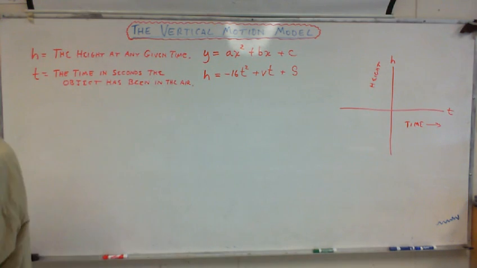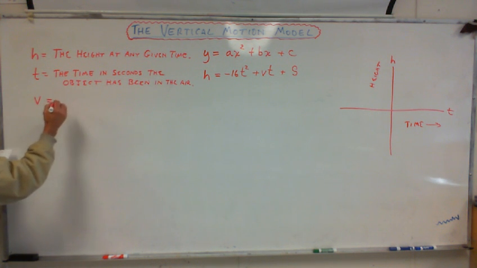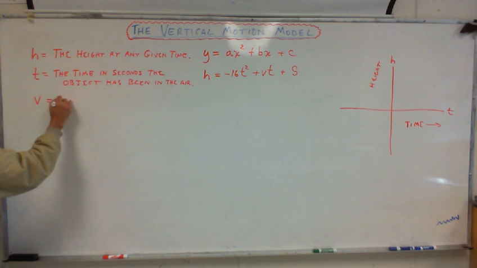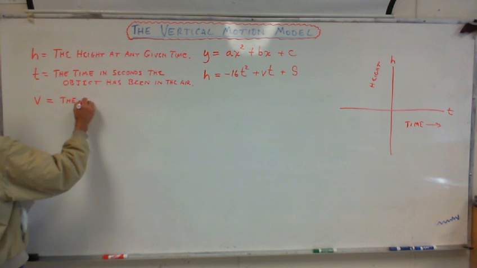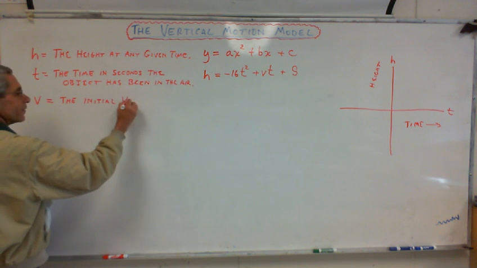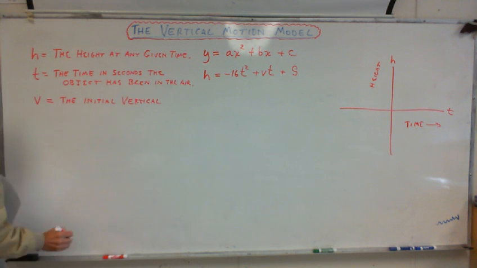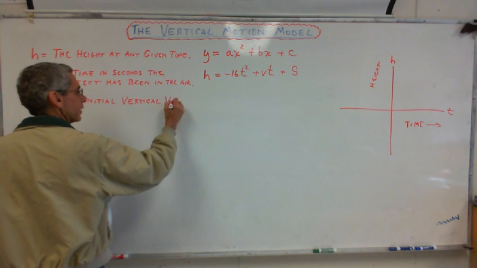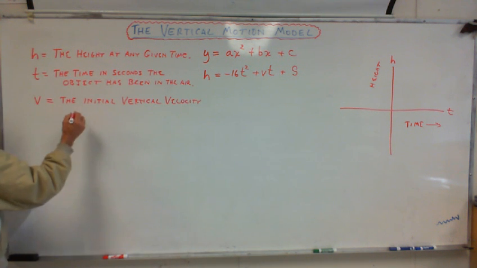Alright, V. V is interesting. V stands for the initial vertical velocity in feet per second. Say that 15 times fast. The initial velocity in feet per second. Thank you, Sal. Vertical. The initial vertical velocity, in feet per second.